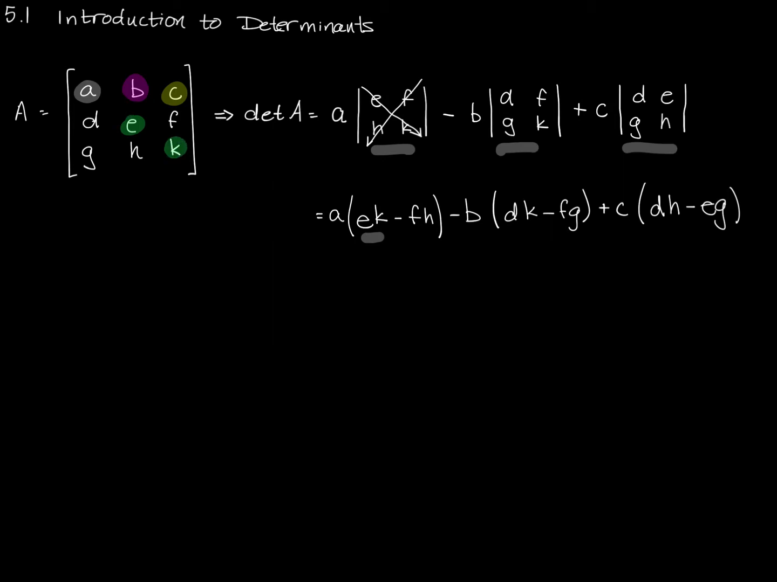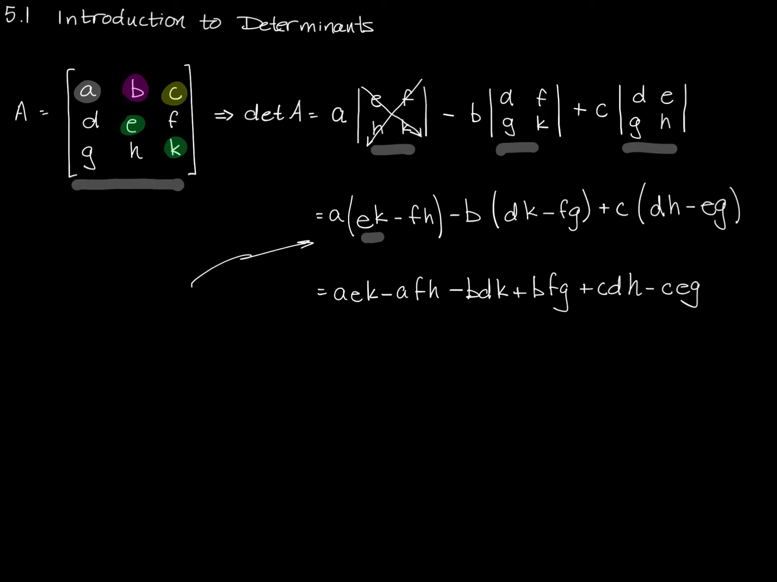So I can take this expression and distribute that number A through. I'm going to get AEK minus AFH minus BDK plus BFG plus CDH minus CEG. That is the definition of the determinant of a 3 by 3 matrix whose entries are A, B, C, D, E, F, and G, H, K.